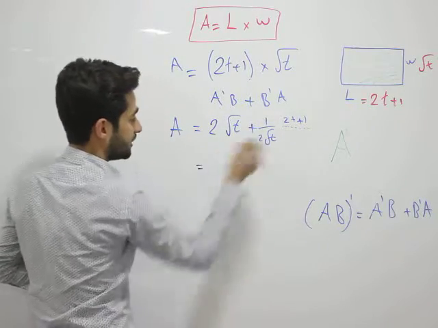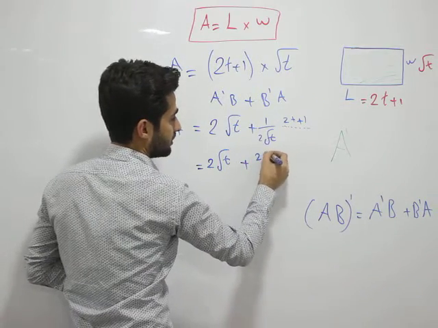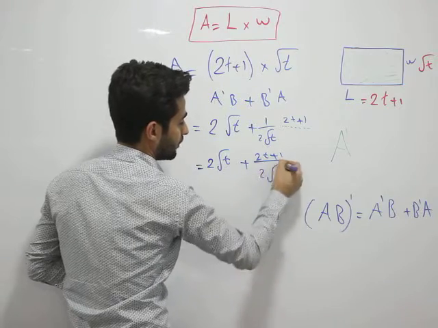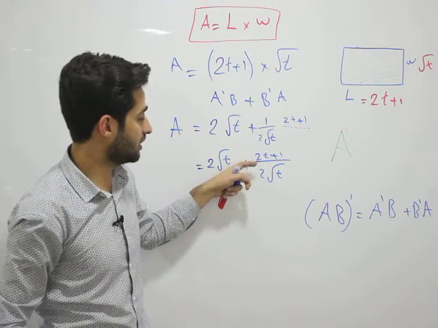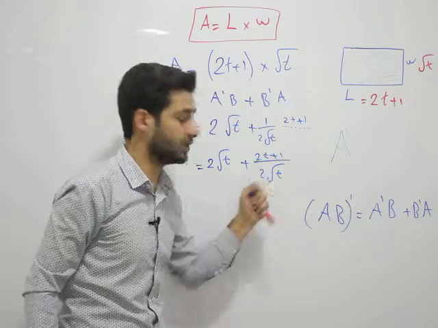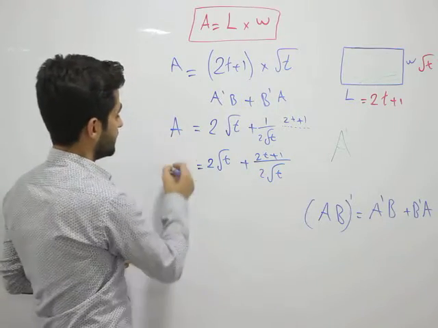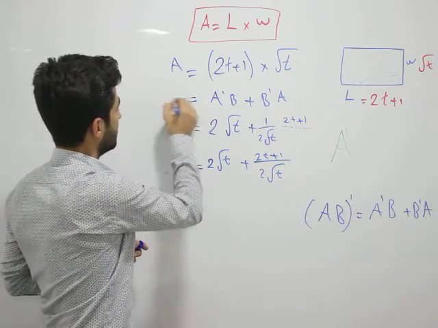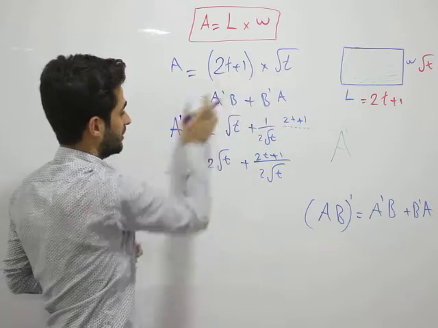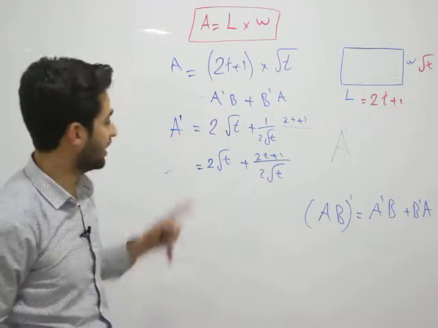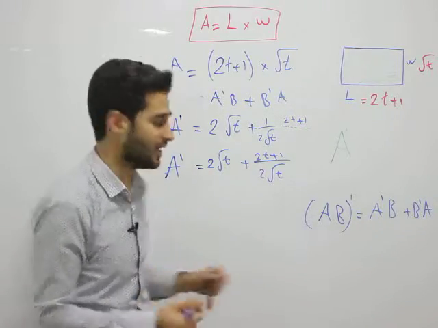So now let me write again. 2 square root of t plus, multiply this, it will be 2t plus 1 over 2 square root of t. Don't forget, you can never cancel those number 2 because we have a plus here. Okay, don't forget this. This is the answer. This is A prime, we can say. This is the rule. We arrange it. After that, we found that A prime. Now, A prime is equal to this. We can solve more. We can simplify it.